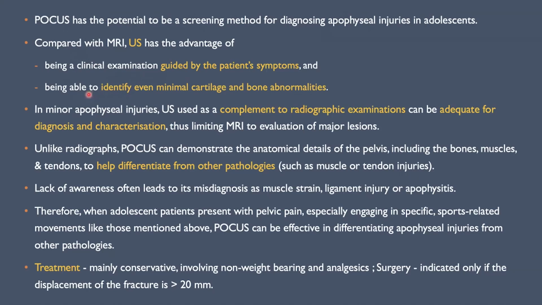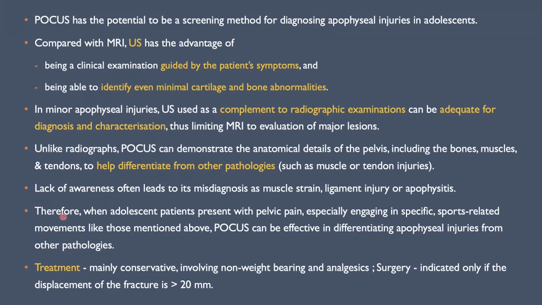And as I showed you on radiograph and MRI, the findings were very subtle, and ultrasound is able to identify even minimal cartilage and bone abnormalities. In minor apophyseal injuries, in fact, it acts as a complement to radiographic examinations, and it can be adequate for diagnosis and characterization, as I've experienced in a few cases till now. Unlike radiographs, it can also demonstrate the other soft tissue details of the pelvis. It can rule out other muscle injuries, nerve injuries, tendon injuries, and hence it is more comprehensive as compared to radiographs.